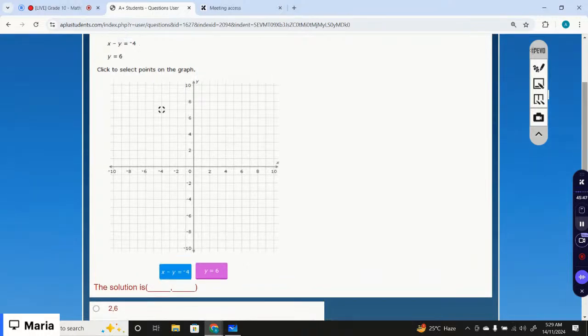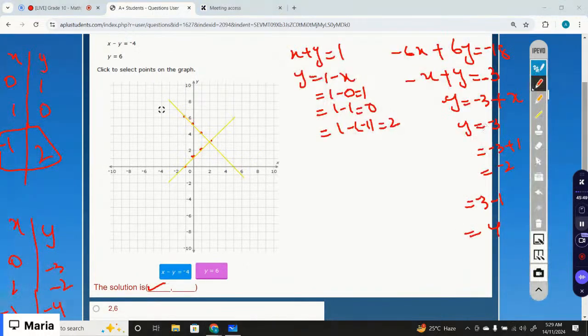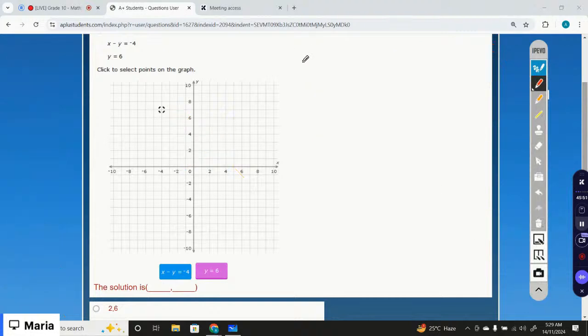Y equals 6, that's a line on y equals 6. Start with the first equation. That is x minus y equals negative 4. So negative y equals negative 4 plus x. Y is 4 minus x. Let's just put up the values of x and calculate y.